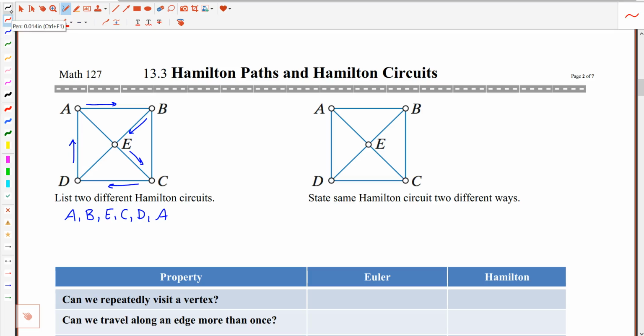There's an example of a Hamilton circuit. A different Hamilton circuit would be from A to D. Okay, so from A I'm going to go to D. From D I'm going to go to C. From C I'm going to go to E. E to B. Then B back to A.